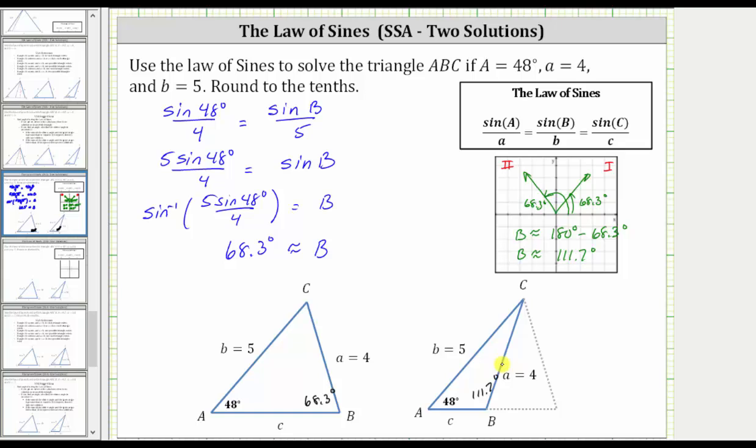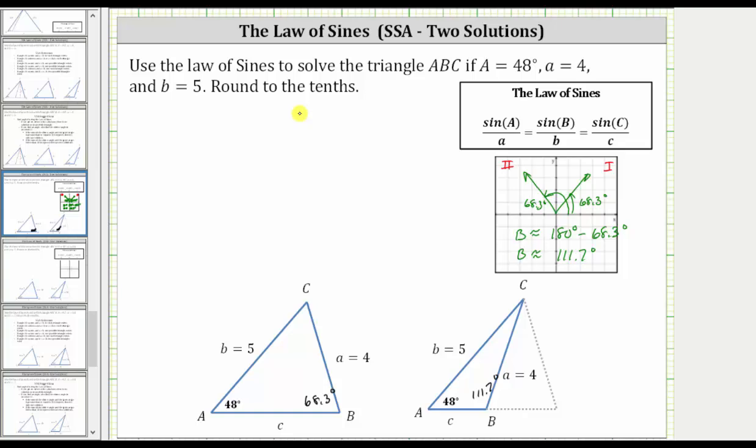So we do have 2 solutions here. We need to solve both of these triangles. For the next step, let's find the measure of angle C in both triangles. So for the first triangle, where all the angles are acute, angle C is going to be approximately, because this angle is rounded, 180 degrees minus the 2 interior angles that we already know, so minus 48 degrees minus 68.3 degrees, and therefore C is approximately 63.7 degrees.